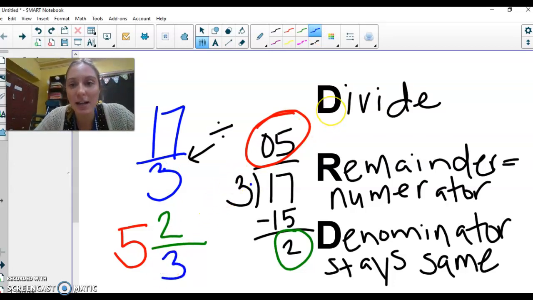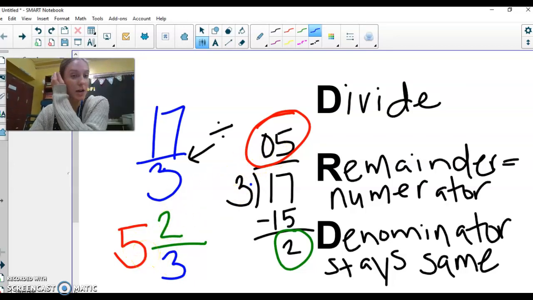Okay, so we divided, right? We divided our numerator by our denominator. The remainder became our new numerator. Our denominator stayed the same. And you can see here that our quotient became the whole number. Okay, so we're going to try another example together using DRD.